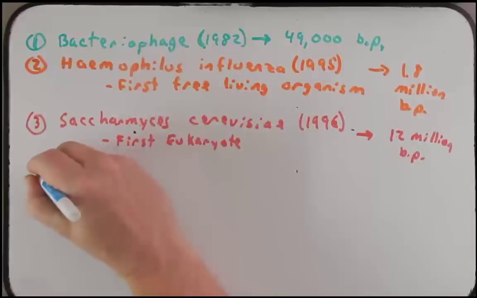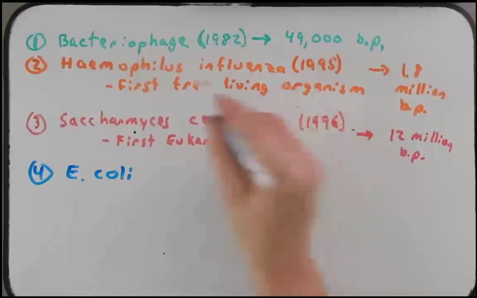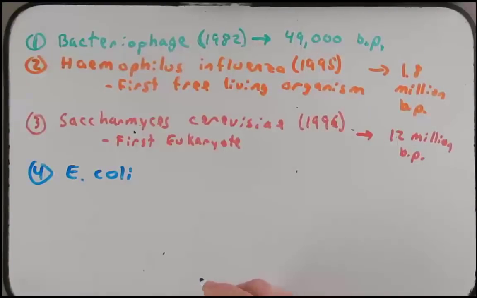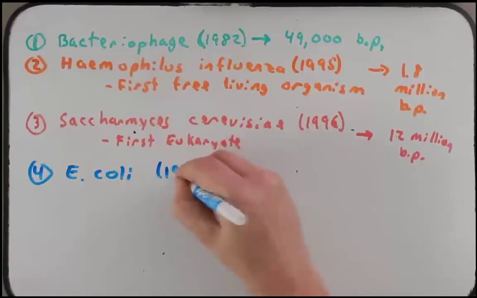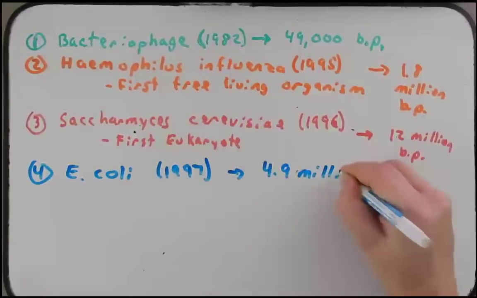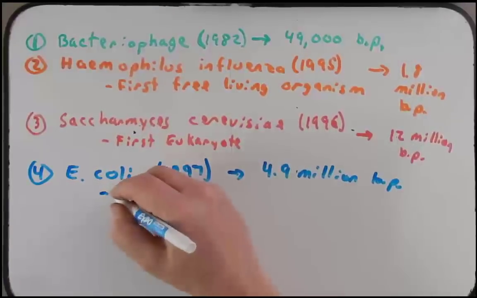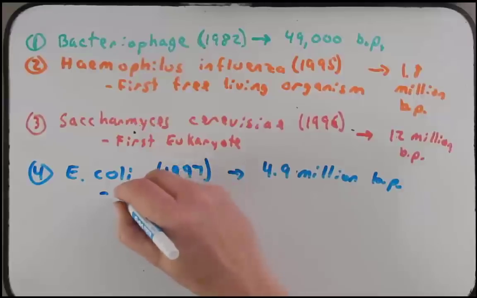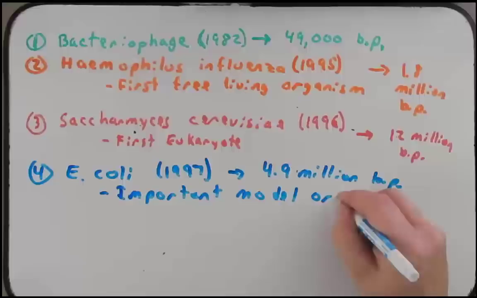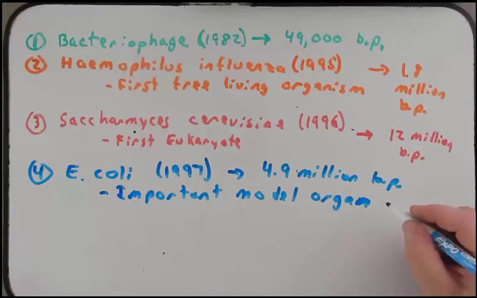The next important one to be sequenced was E. coli. Now, E. coli is another bacterium like Haemophilus influenzae. It came a little bit after Saccharomyces, and it was sequenced in 1997. It had about 4.9 million base pairs. This was an important one because E. coli was, and continues to be, an important model organism.